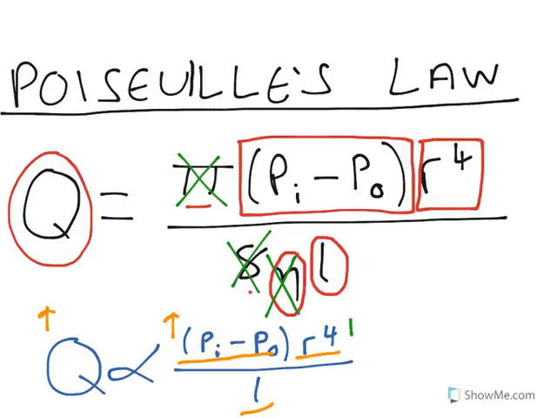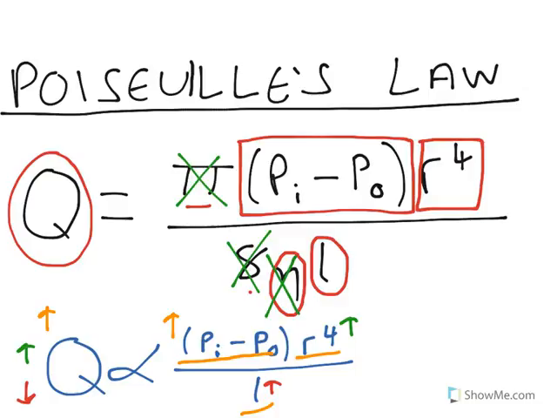If we increase the radius, we increase the flow rate. But if we increase the length, we decrease the flow rate. So by removing the constants, we are able to produce a simpler law of proportionality.